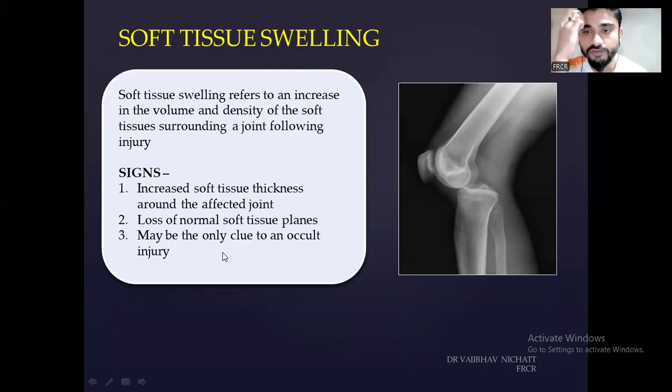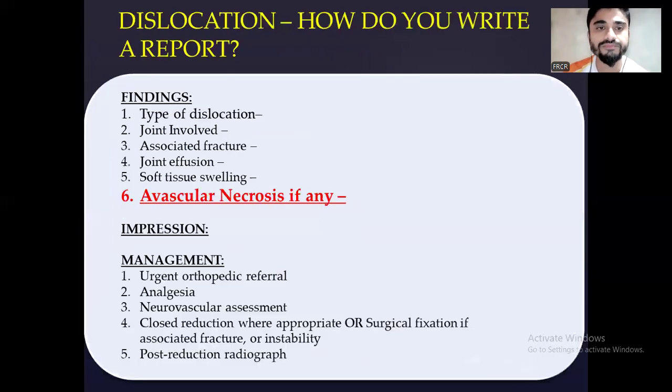If you are seeing soft tissue swelling around the knee joint, you can raise a possibility that occult fracture or hairline fractures cannot be completely ruled out. Follow-up X-ray is advised after 7 days, so that you will be able to appreciate any associated periosteal reaction, and then you can retrospectively say that there might have been a fracture of that particular part of the bone.